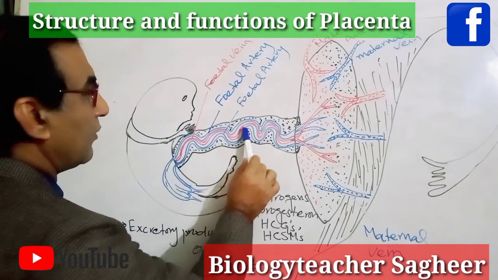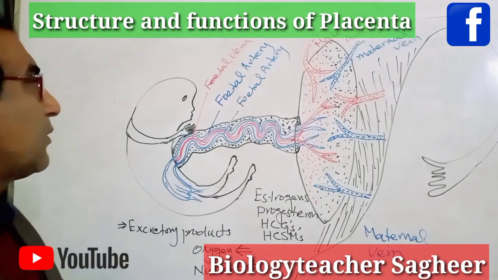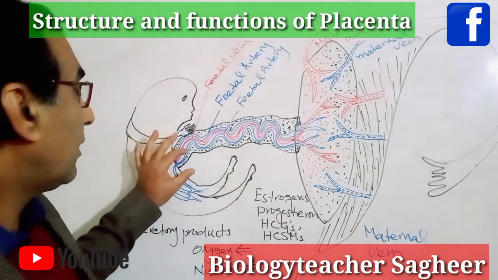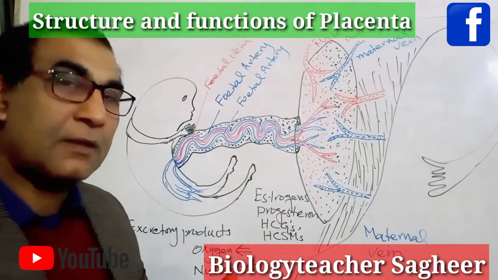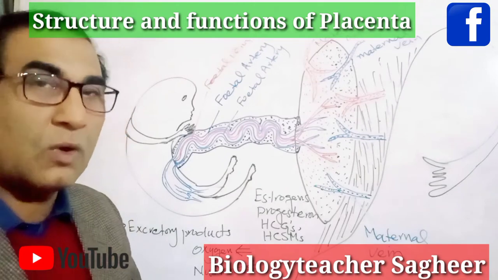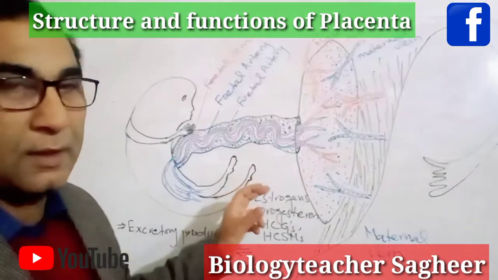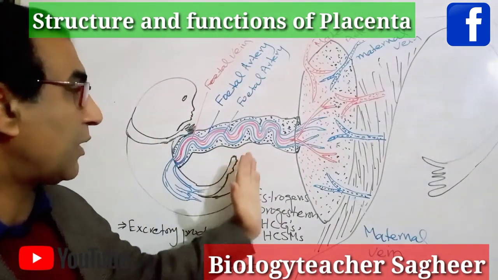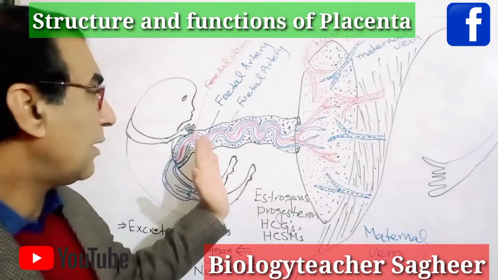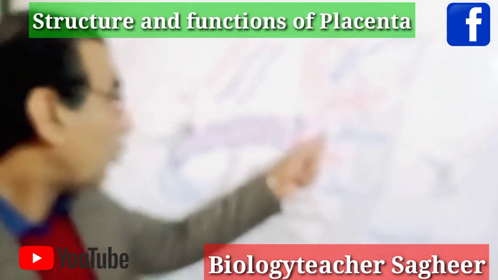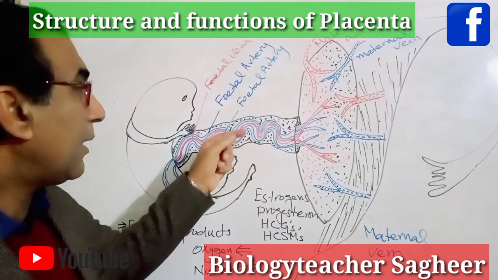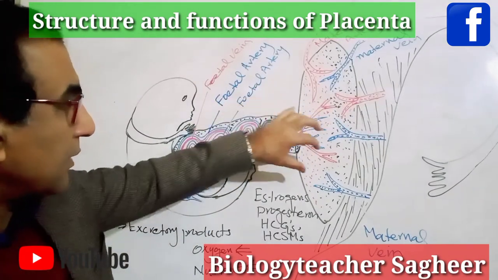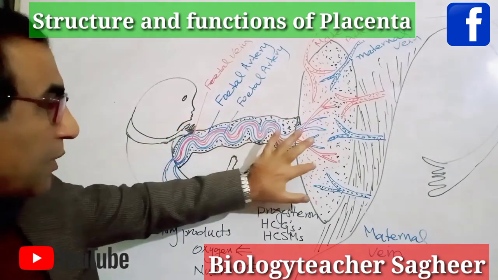via arteries. I have drawn here the arteries in blue color. Usually the veins are drawn in blue color, but here I have drawn the arteries in blue. Why? Because the arteries bringing the blood from the fetus have deoxygenated blood, and the vein I have drawn in red color, which means that it is bringing the oxygenated blood from the placenta.